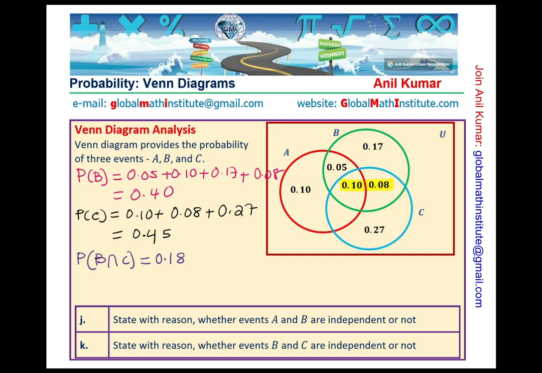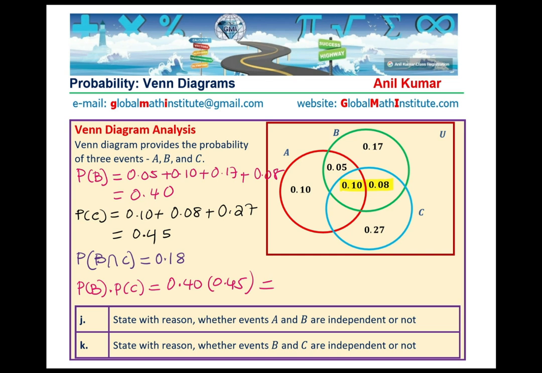Now, let's find what is the probability of B times probability of C. Probability of B being 0.40 multiplied by 0.45. What do you get? When you multiply 0.4 times 0.45, you get 0.18. Since they are the same, this is equal to probability of B intersection C, we conclude that they are independent events.